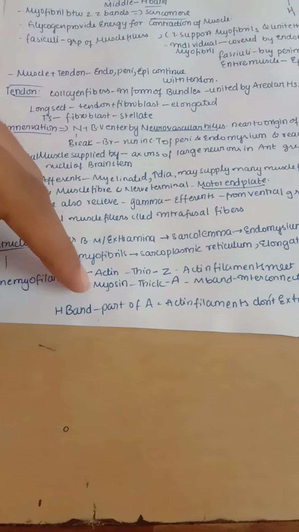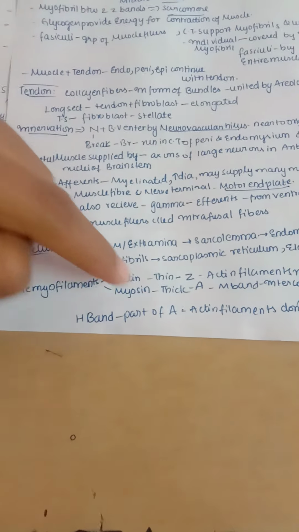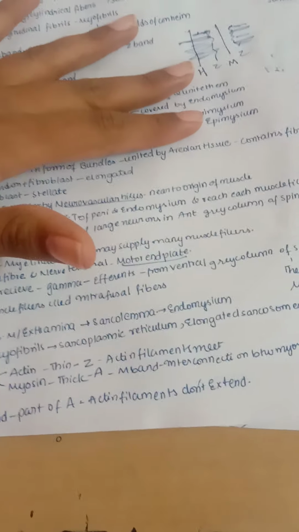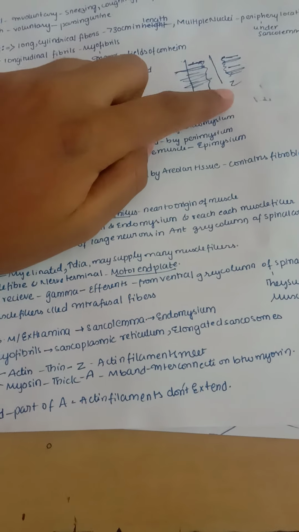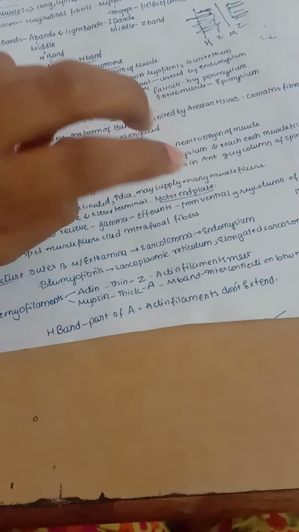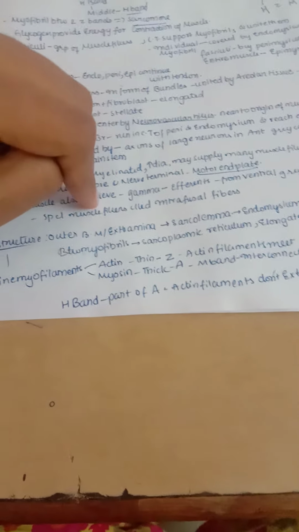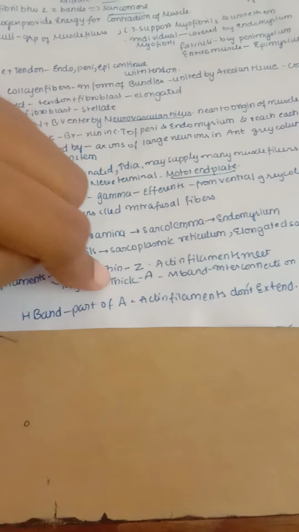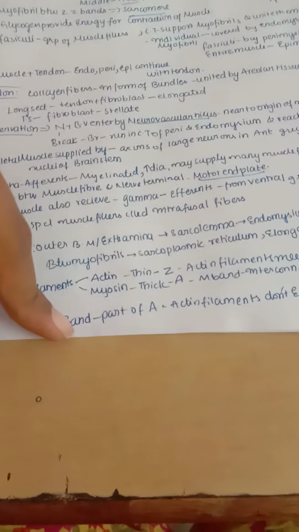So actin is thin, myosin is thick, and the H band is also a part of the A band, that is the thick band, as we discussed here. So the thick band is related with two lines. What are those? H band and M band, both are related with the thick band, and the thin band is only related with the Z line. So remember, thin only Z line. The thick band is related with both H and M. You can remember it like H and M. The H and M are related with the thick band, and the actin filaments don't extend into the H band.